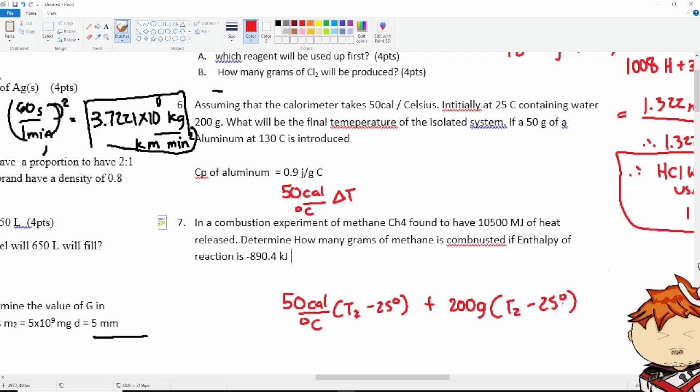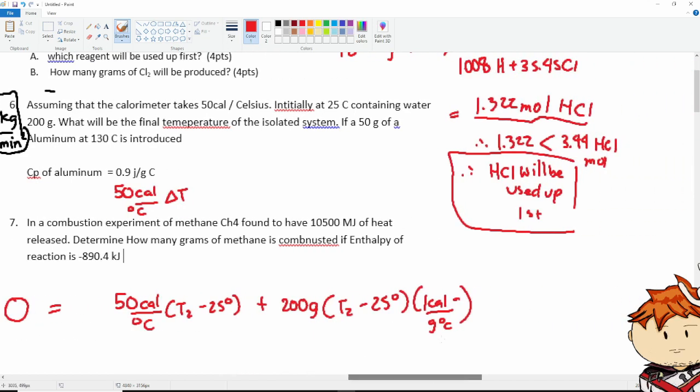Okay, your 200 grams of water. And water is, this is in calories, so 1 calorie per gram degree Celsius. What will be the final temperature of the isolated system if 50 grams of aluminum at 130 degrees is introduced? So, isolated system, so the total is 0.